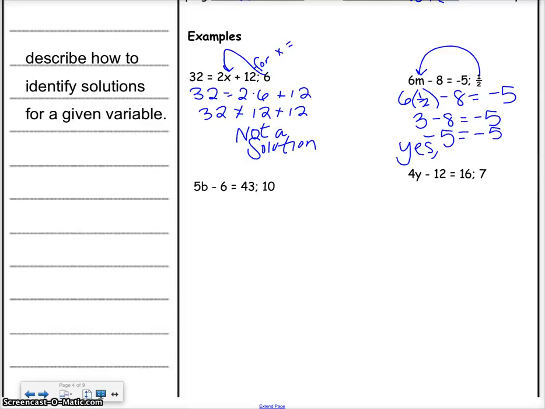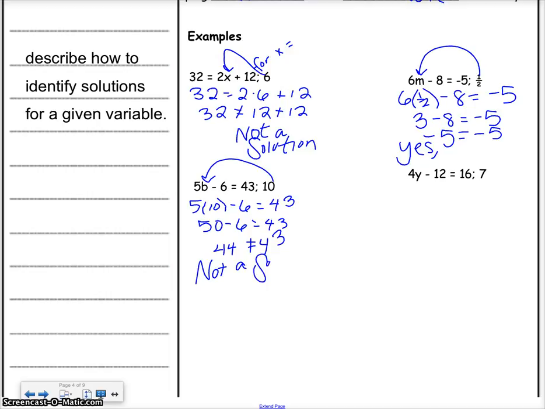So the next one, what am I going to plug in for b? 10. That's what that semicolon means. 5b minus 6 is 43, b equaling 10. So that means I put the 10 there. 5 times 10 minus 6. Does that equal 43? Does 50 minus 6 equal 43? 44 does not equal 43. So not a solution. Or you can just say no on your homework too. You don't have to say not a solution.